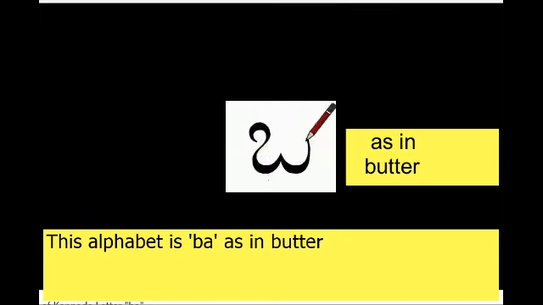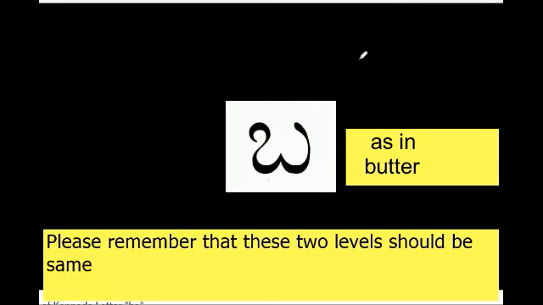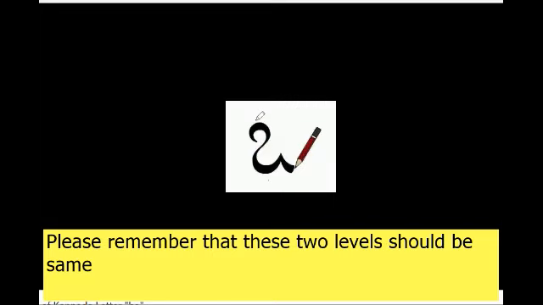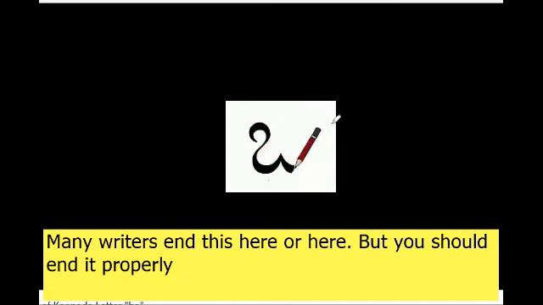This alphabet is B, as in butter. Now please remember these two levels, it should be similar. Many writers draw this curve at this point, they end at this point. It shouldn't happen. You should take it properly up.